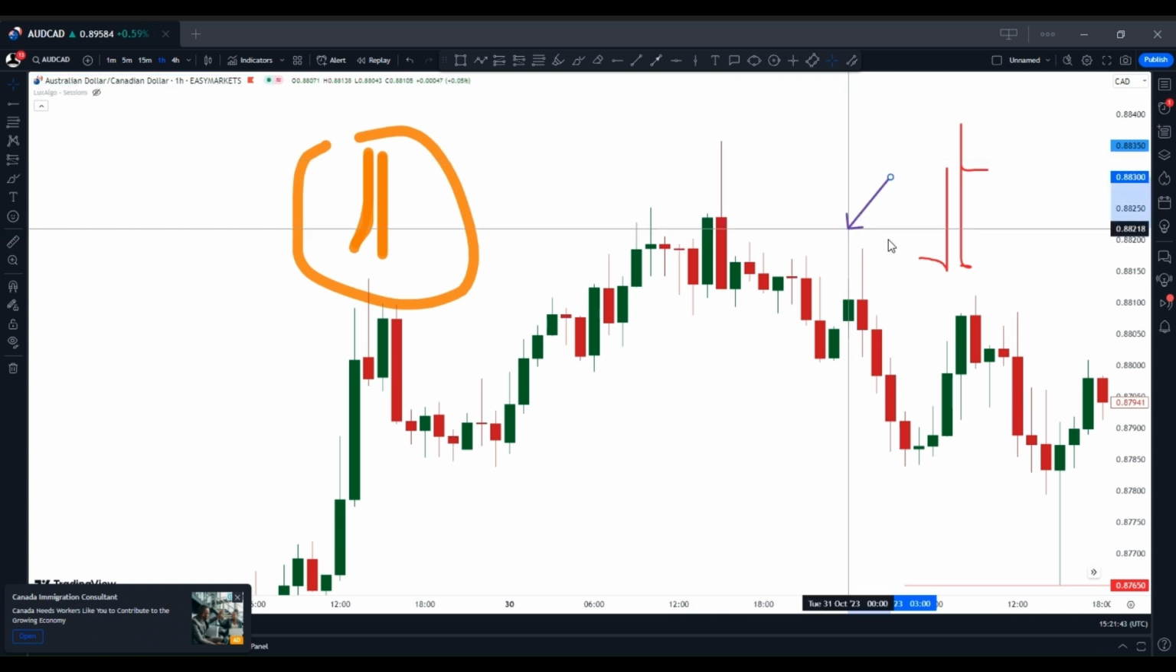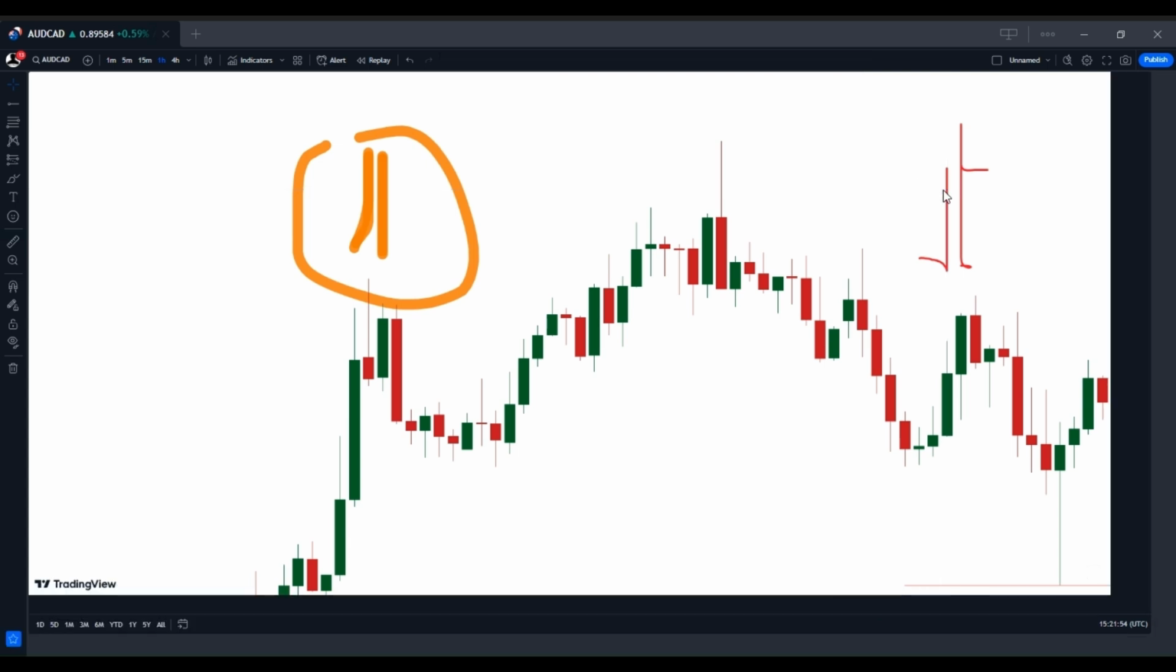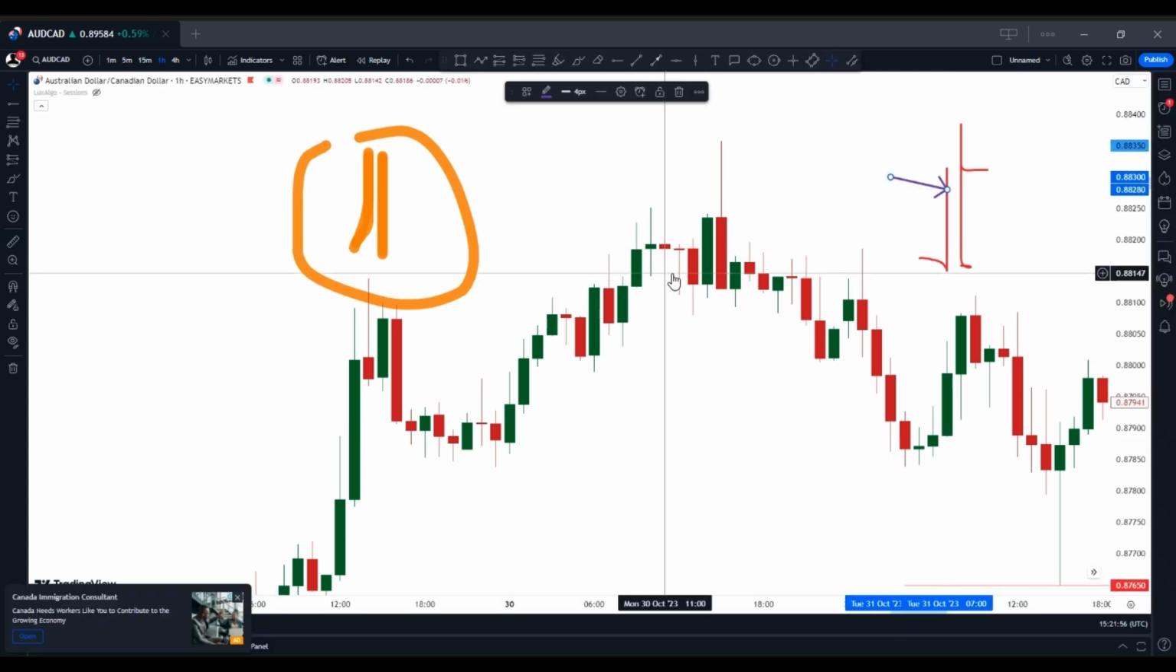So this means that the buyers who were in control from this point immediately got rejected by sellers, and this tells you that sellers are strong and present in the market at this point in time, and that tells me price is trying to go down.